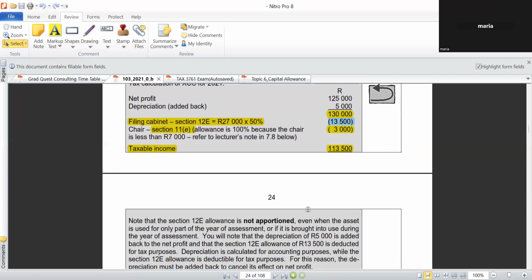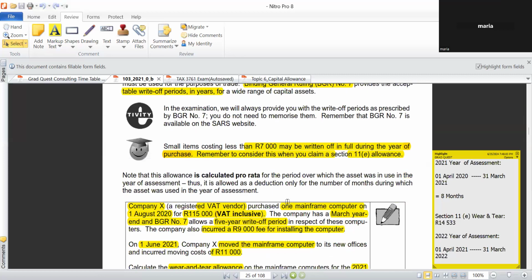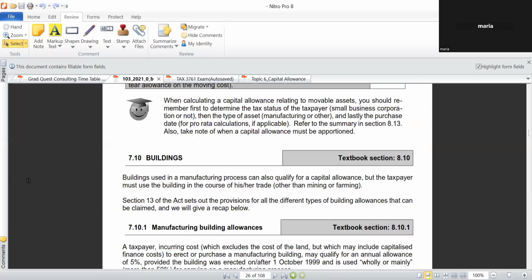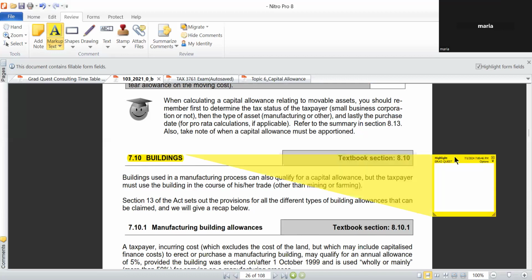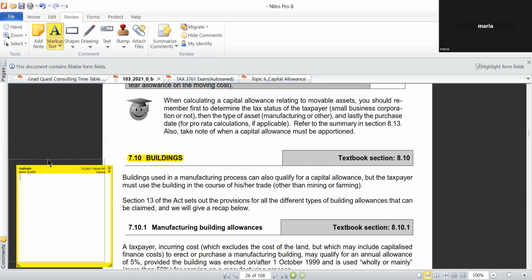So colleagues, that was just a quick recap of what we covered previously in lecture 12. I wouldn't want to repeat things that I've already taught you. But what I would like to do is cover the capital allowances that are applicable to buildings. So I want to put up a bit of a summary here so that you have a better understanding.